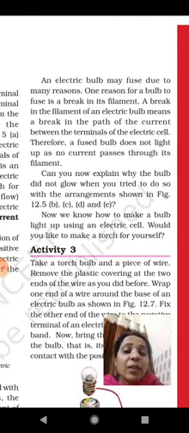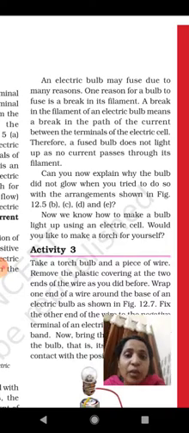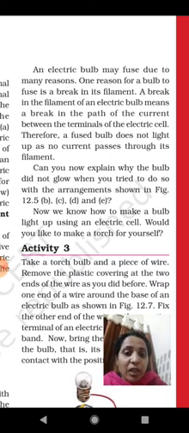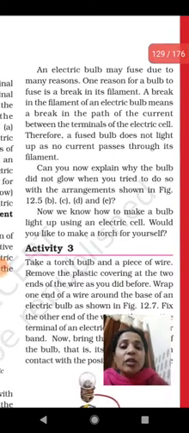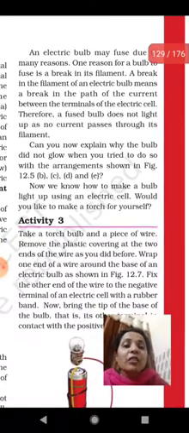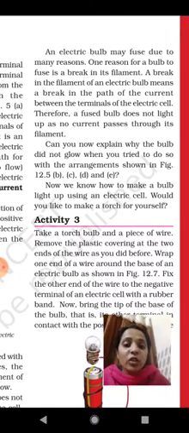See what they are telling, that when the filament is proper, the bulb will glow. If the filament is not proper, that means the bulb will not glow. So if the filament is not proper, that means the current will not pass properly, so the bulb will not glow. Therefore a fused bulb does not light up as no current passes through its filament. So as I told before, if the bulb is fused, as the filament is not proper, then the bulb will not glow, it will not light.